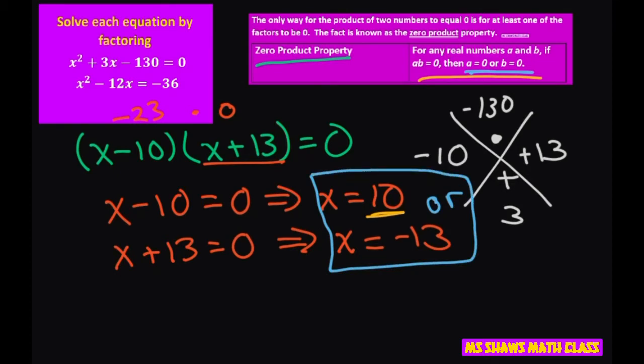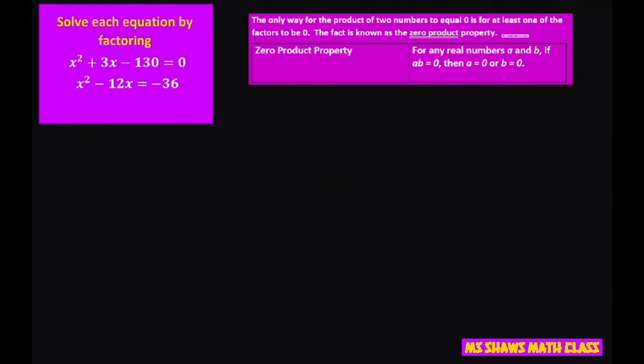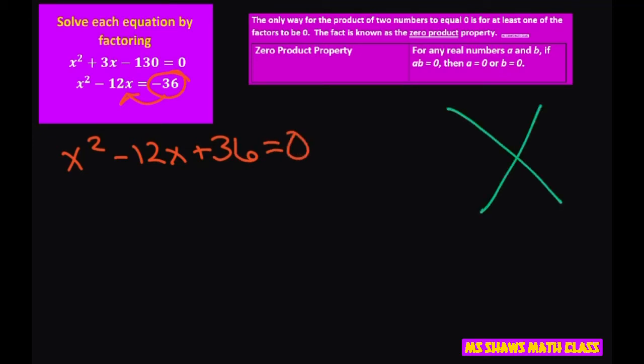So let's look at the next problem. Let's rewrite it and move this guy over so we can factor. So we have x squared minus 12x plus 36 equals 0. You're adding 36 to both sides. So we need a positive 36 and a negative 12.